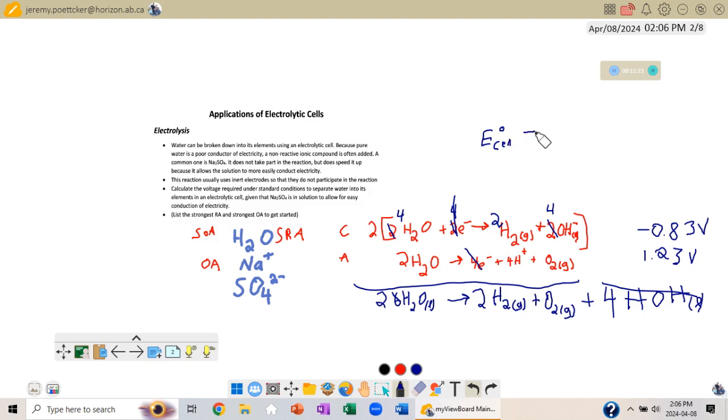So E cell is going to equal the cathode reaction minus the E_R. The R again here is just showing me that this is the reduction potential. So I'm not flipping signs, and this is the anode one. So it's going to be this negative 0.83 volts, minus 1.23 volts. And this gives us negative 2.06 volts. Lovely. So this tells me I need at least 2.06 volts to make this reaction proceed.